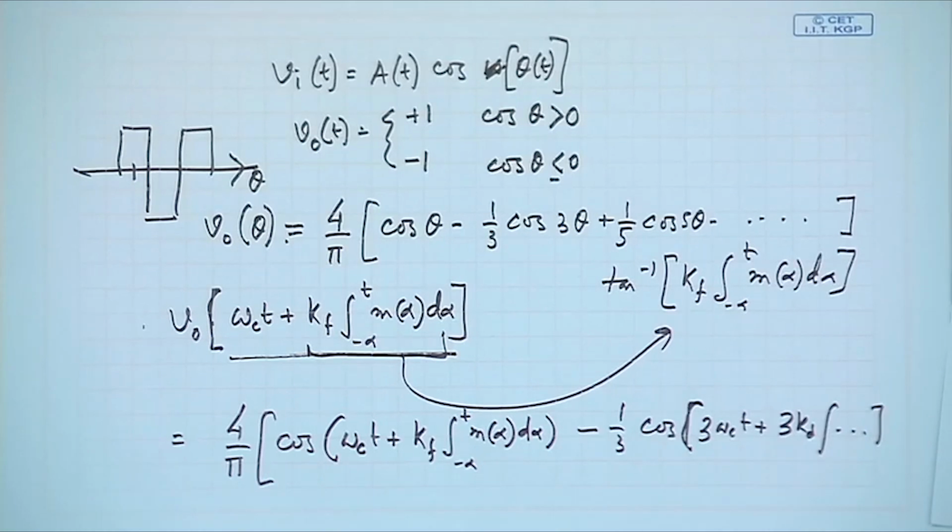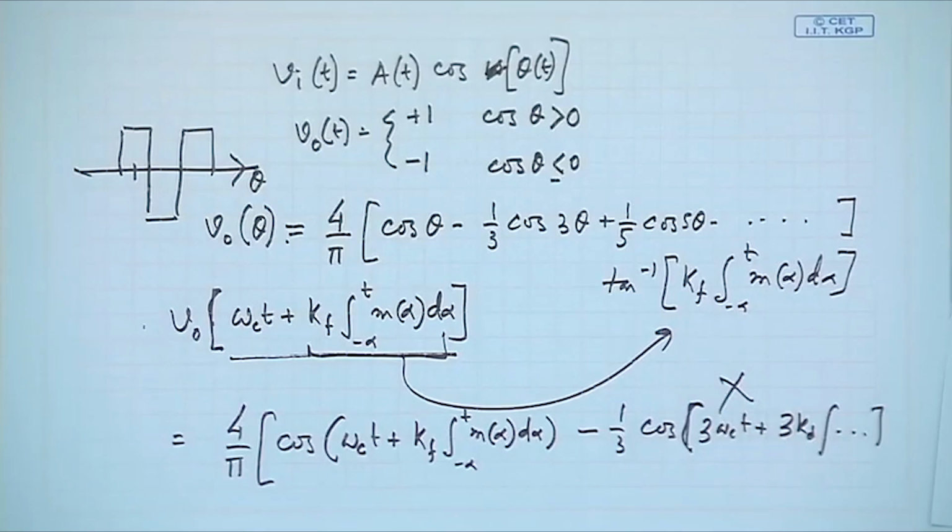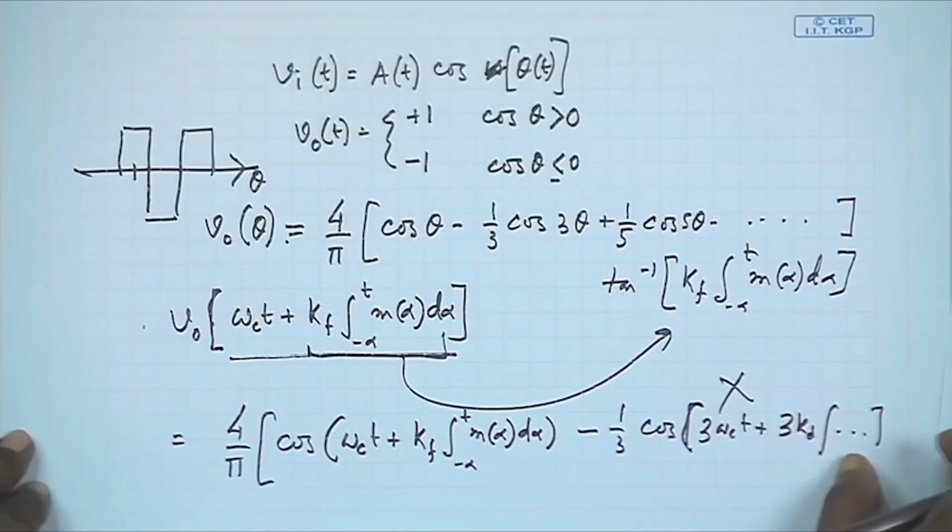Now, all I have to do is pass the hard limiter output through a band pass filter which matches the FM frequency, with center frequency omega c. Then what will happen? All these terms will be neglected.